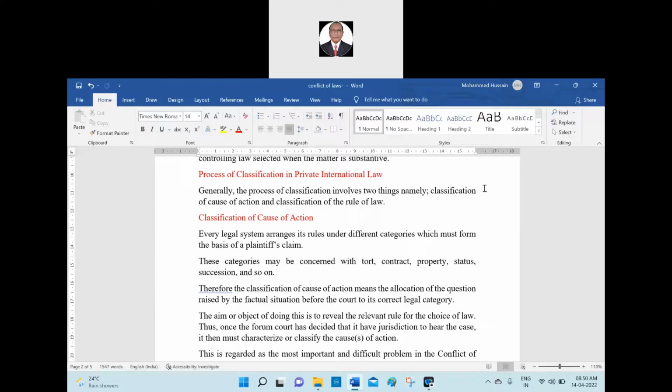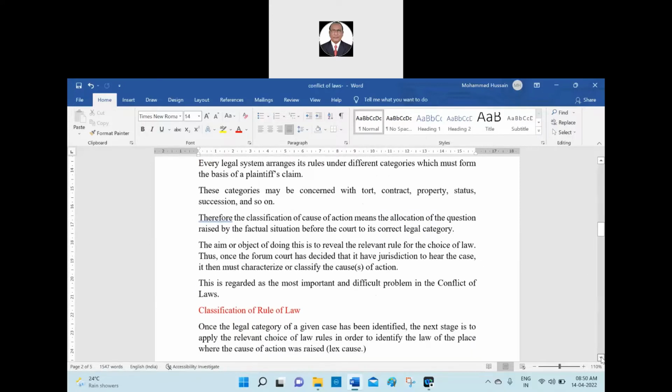So, classification of cause of action. Every legal system arranges its rules under different categories which must form the basis of the plaintiff's claim. These categories may be concerned with tort, contract, property, status, succession, and so on. So this is the classification of the cause of action. Therefore, classification of the cause of action means the allocation of the question arising from the factual situation before the court to its correct legal category.